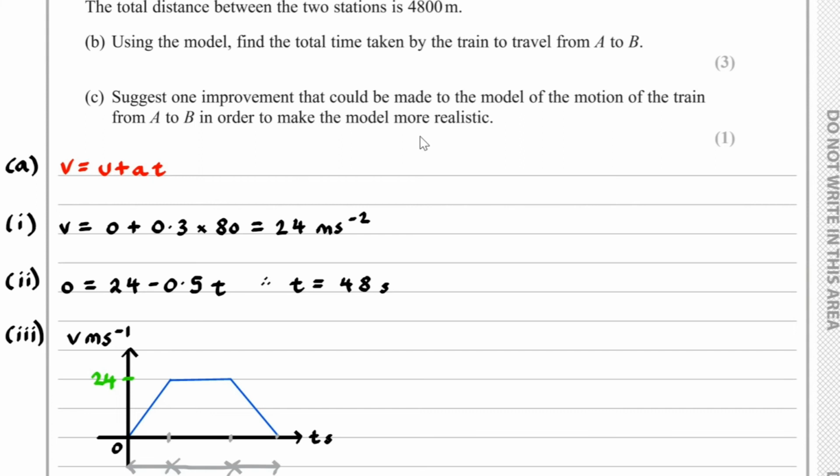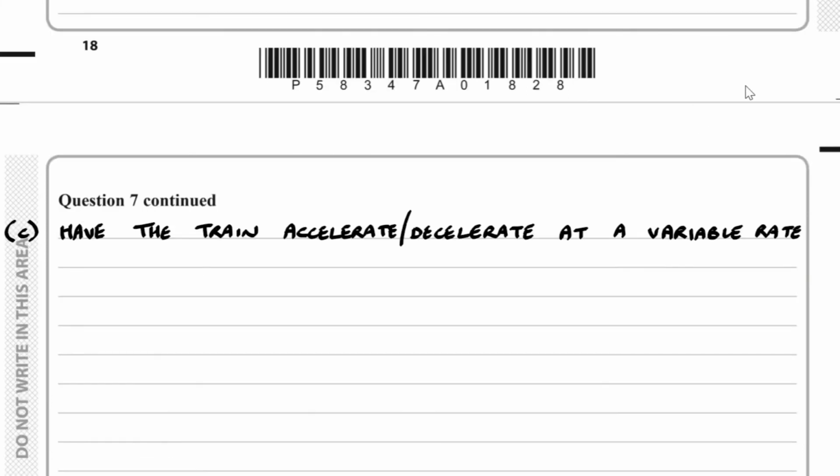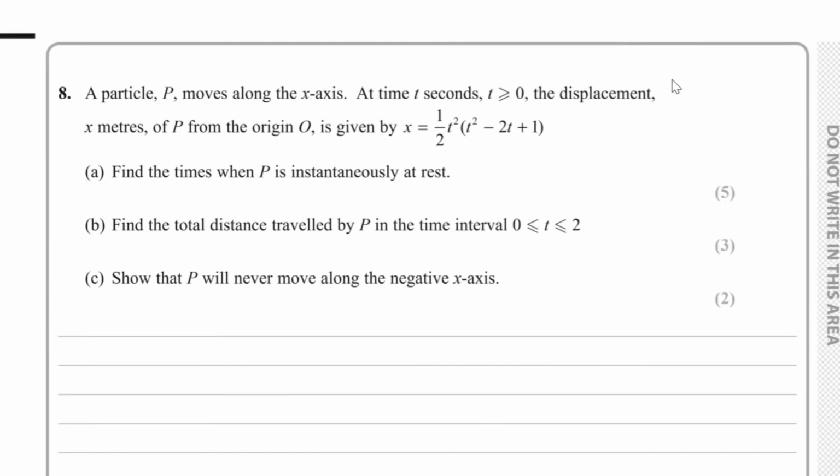And then for part C, we have to suggest one improvement that could be made to the model of the motion of the train from A to B in order to make the model more realistic. Well, we could have the train accelerating or decelerating at a variable rate.